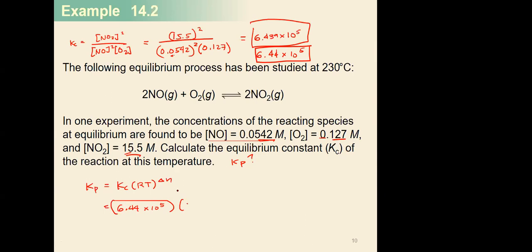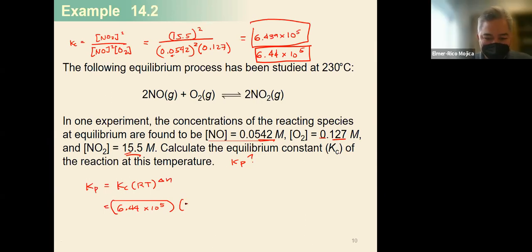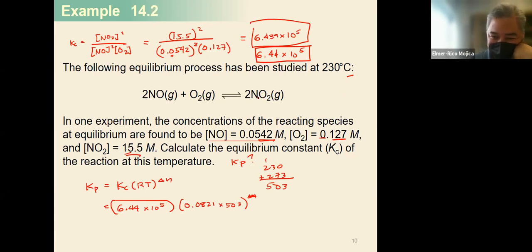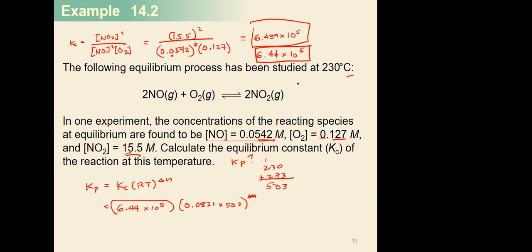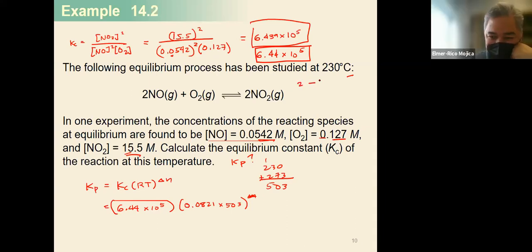All right. Okay? So we're going to use here the Kc. We're going to use the 0.0821 because this is not an energetic problem. And then the temperature that you have here, you have 230, you add it with 273 because this is in Celsius, you need it to be in Kelvin. So that's 503. Now the question is, what's delta n? What's the value of delta n that we have here? Anyone? Is it 0? It's 2 minus 3. So you have a negative 1 here.